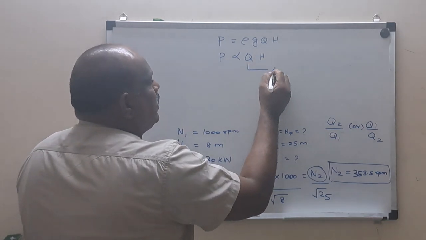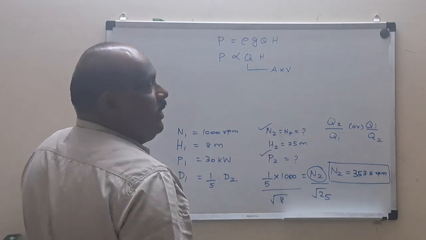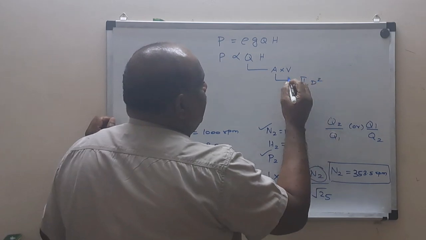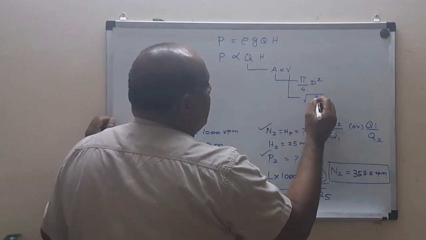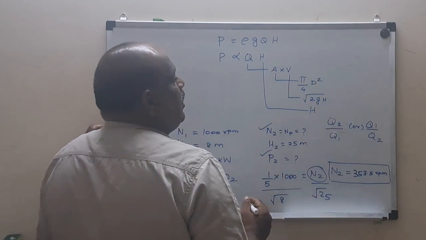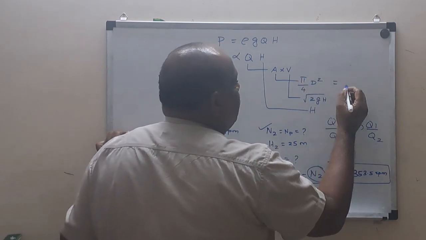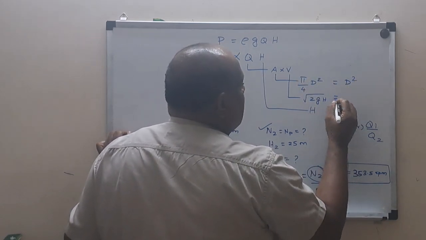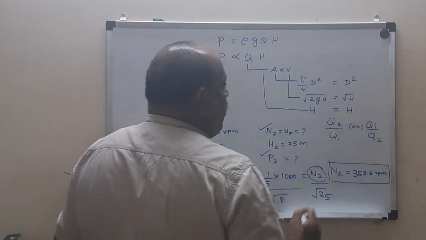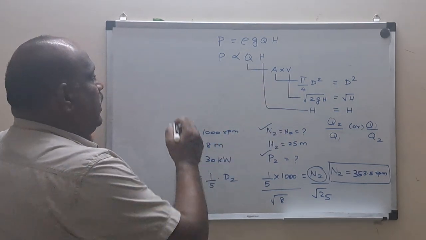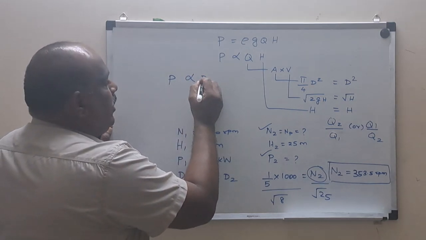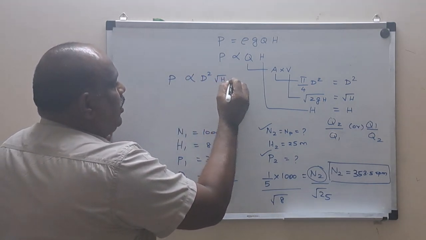We know that Q is a function of A and V, area and velocity. Area is a function of pi by 4 d squared, and V is a function of square root of 2gH. And H is a function of H. So we take all these three terms. From the first term we can omit pi by 4, so it becomes d squared. From the second we can omit square root of 2g, so it becomes root H. From the third it is H. So the power required for the pump is proportional to d squared into square root of H into H.